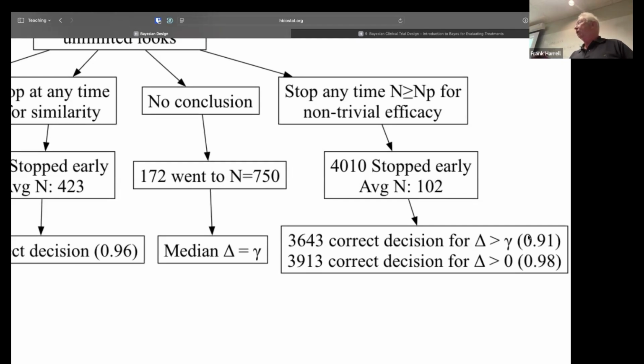Now remember, we only demanded the probability of capital delta being greater than gamma to be 0.85 or greater. If you wanted to make that 0.85 equal to 0.9, this would go up. But in terms of being correct in terms of the direction, we are correct 98% of the time. So when we stopped early with a conclusion of non-trivial efficacy, in other words, the correct direction of effect, we're right 98% of the time.